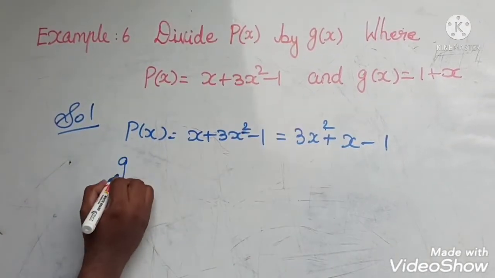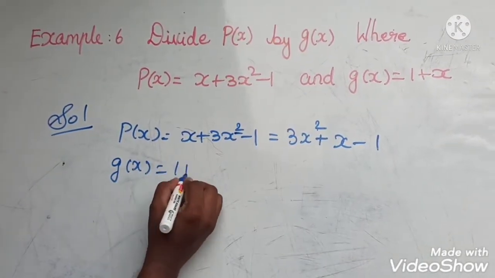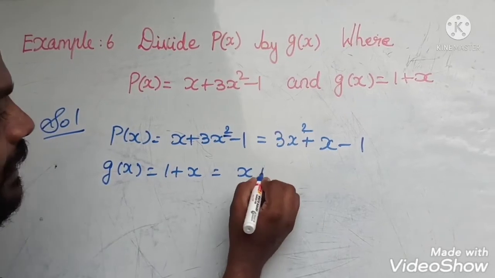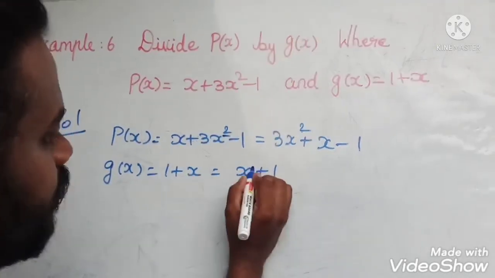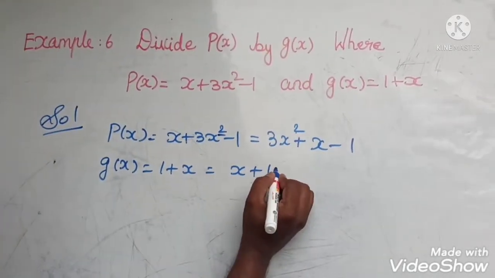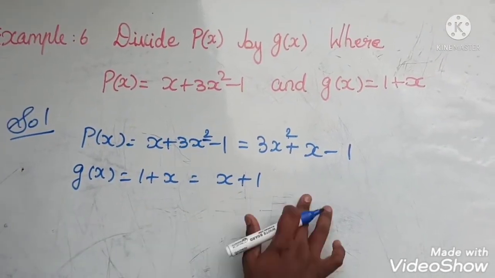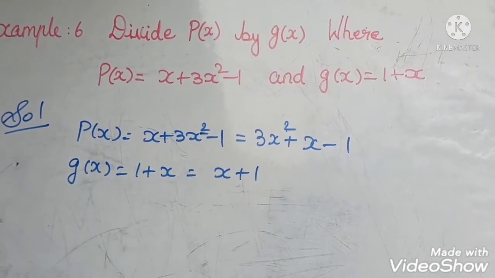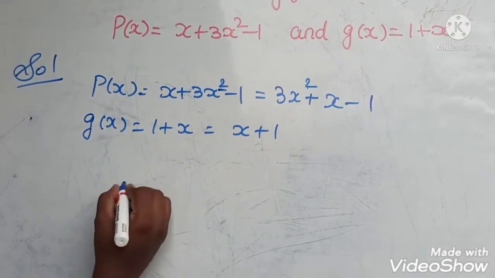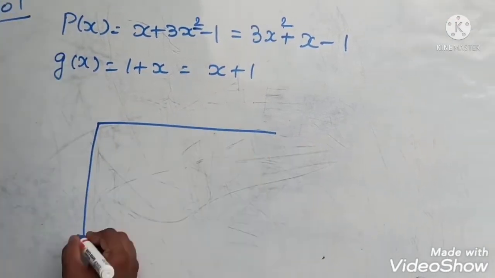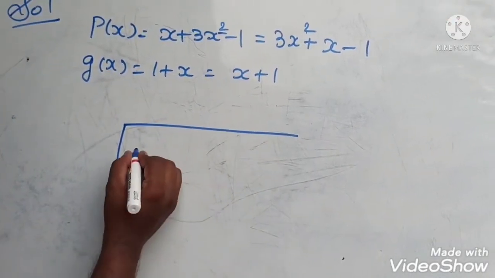The same with g of x, which is equal to 1 plus x. I write it in order as x plus 1. Here the exponent is 1, and next there is no variable, in the sense the exponent is 0. No term is missing. So directly we move on to the normal long division method. Just watch it carefully.